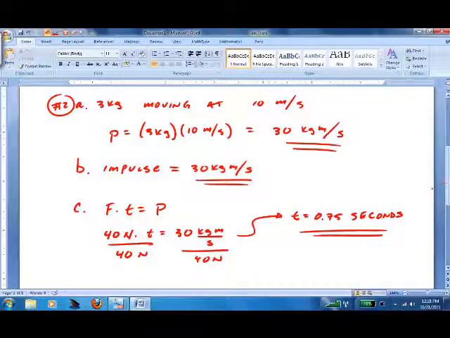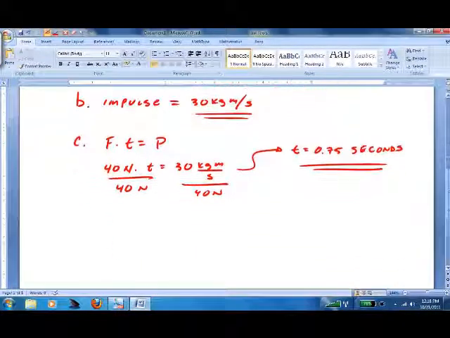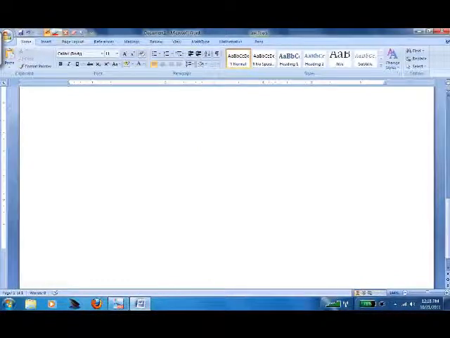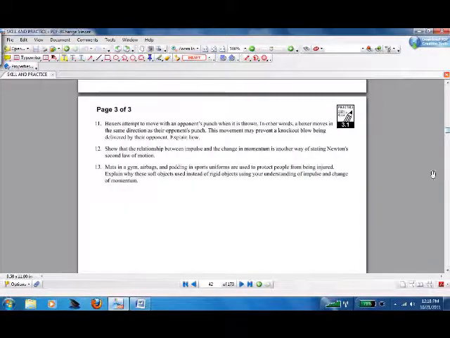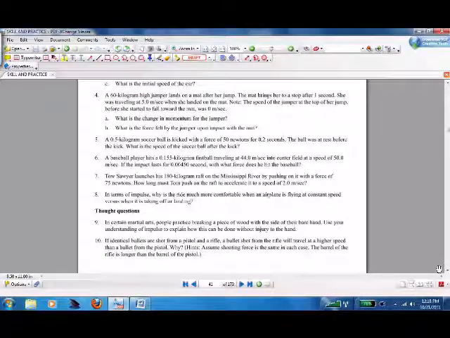That's number 2. Let's go to number 4. A 60 kilogram high jumper lands on a mat after her jump. And that brings her to a stop after 1 second. So she had a bunch of energy when she jumped, and it got impulsed into the mat. She was traveling at 5 meters per second when she landed on the mat. So the speed at the top was 0 meters per second. What is the change in momentum for the jumper?